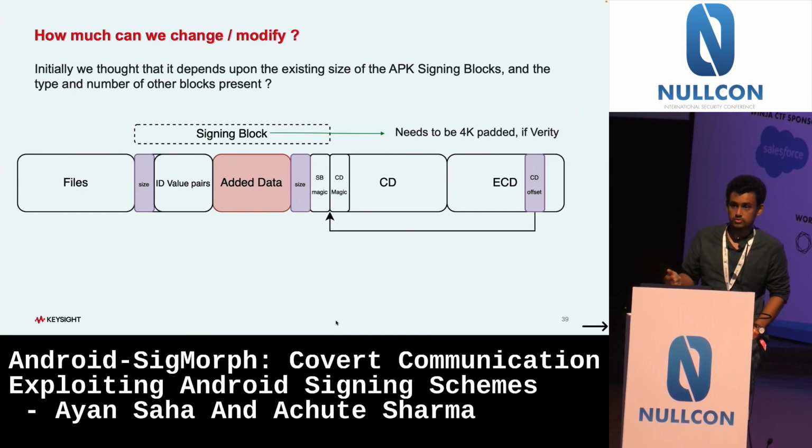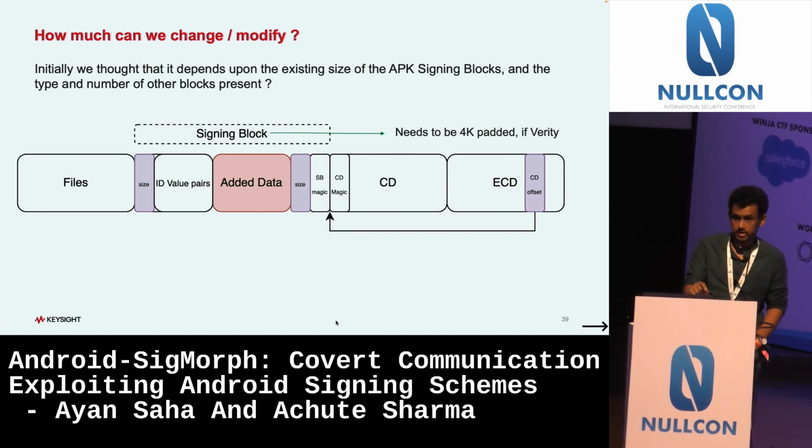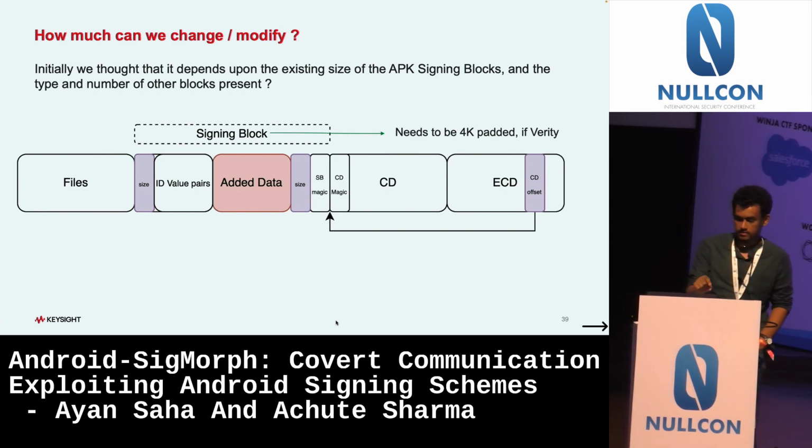What that allows us to do is add a lot of data, even if there are no other blocks present in the APKs. We are not totally limited. The only thing we need to make sure of is that we change those purple areas that you see, the signing block sizes on the two sides, and the central directory offset that I talked about, which is not really protected. Once we change those, we should be able to add a lot of data.